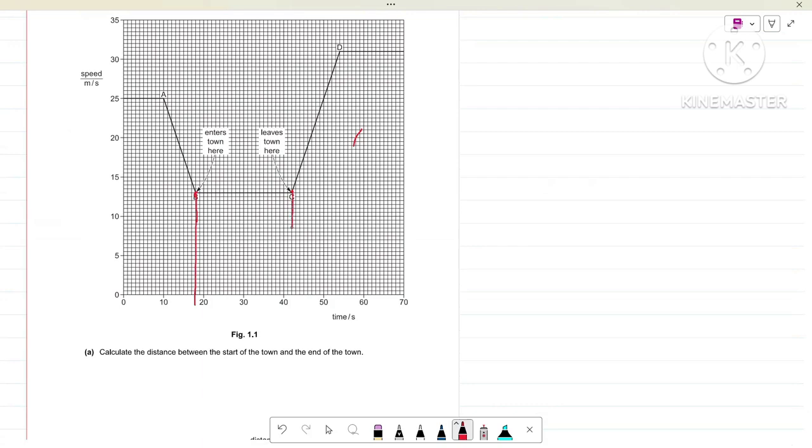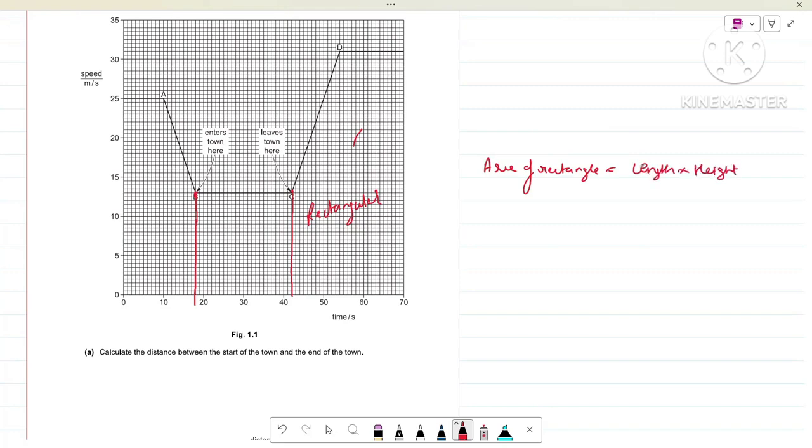Now for solving these type of questions, first of all, we will look at the shape of the graph. So what is the shape? This shape is rectangular. And we know that area of rectangle is given as base length into height.